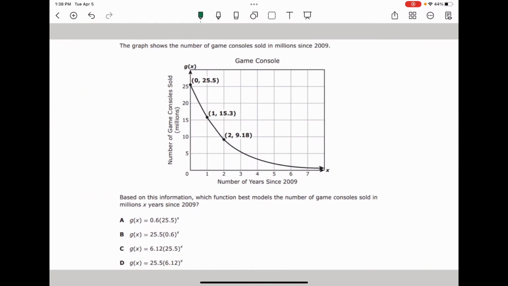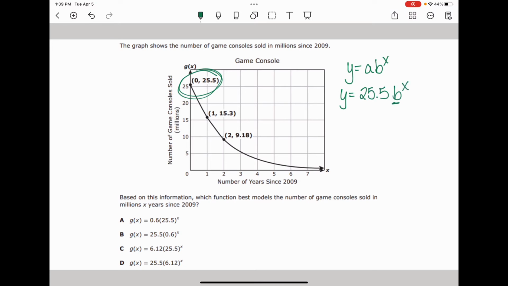So this gives us a graph. It says the number of game consoles sold in millions since 2009. Based on this information, which function best models the number of games sold in millions x years since 2009? So remember, when we write our function in y equals a times b to the x form, we're going to first look for the starting value. So this starts off at 25.5. So I have y equals 25.5 times b to the x.